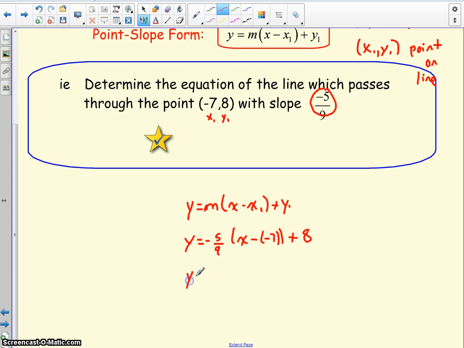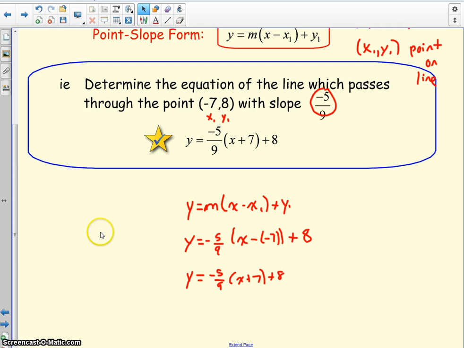So just to simplify that, because I don't want those two negatives together, I'm going to have negative 5 over 9, bracket x plus 7, plus 8. And this would be a perfectly valid way to write out the equation of a line, and potentially a little bit faster than finding slope-intercept form.